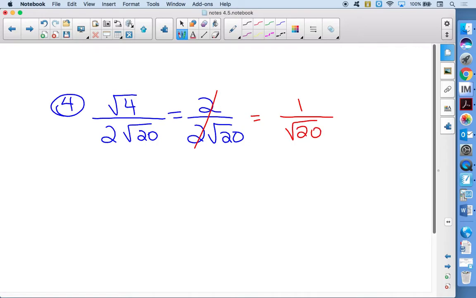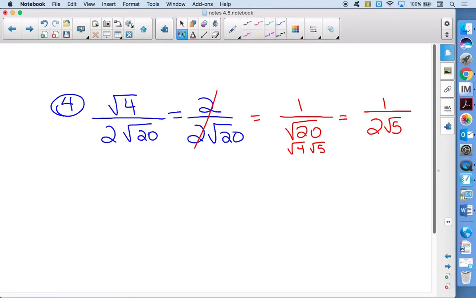Okay, so right now, the square root of 4 on the top became 2, and then we were able to cancel those 2s out. So we have 1 over the square root of 20. What else can we do to continue with the problem, Chelsea? Break the square root of 20 down. And it becomes 2 times the square root of 5. Right, so the square root of 20 would be the square root of 4 times the square root of 5. So now we have 1 over 2 times the square root of 5.